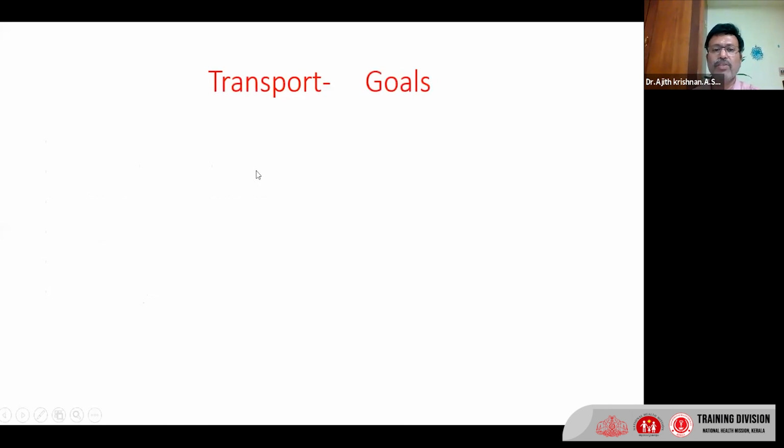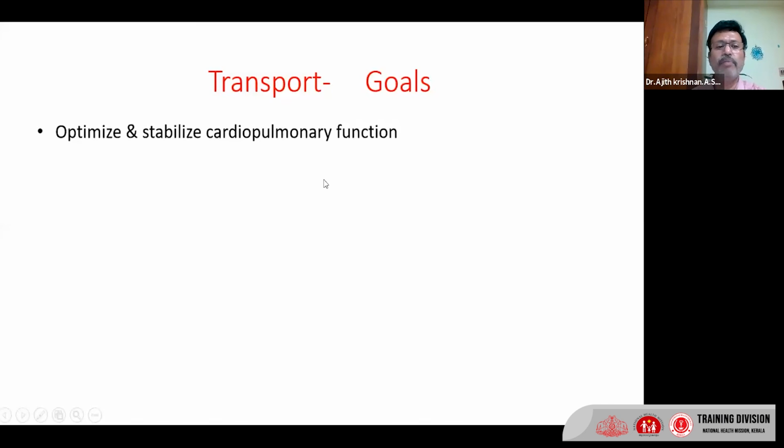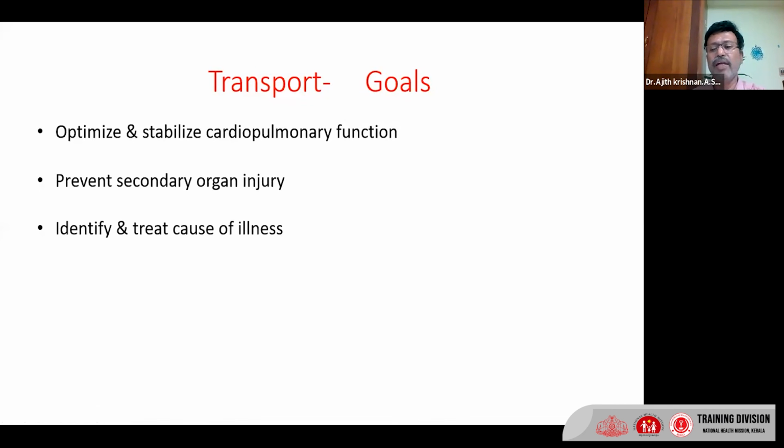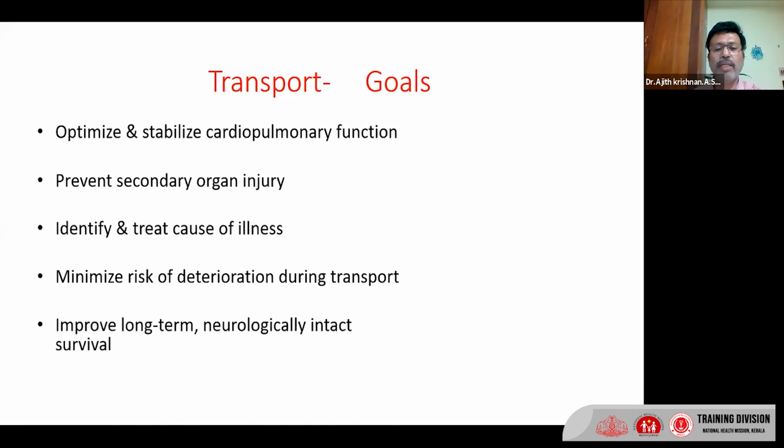And just to show, because of transport, I'll spend 5 minutes on the transport. That's very important. Transport goals are to optimize and stabilize cardiopulmonary dysfunction, prevent secondary organ injury, identify and treat the cause of illness, and minimize the risk of deterioration during transport. The child should not deteriorate during transport. You have to stabilize the child and send the child. Otherwise, neurologically intact survival, that is very important.